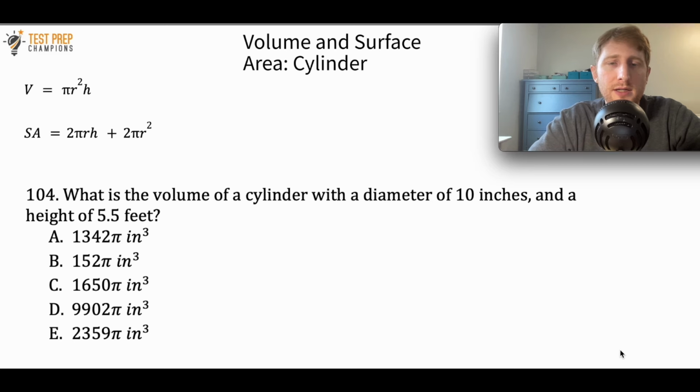So I almost didn't include this question in this video because I think it's a little bit harder than what I would have liked it to be just to demonstrate how to do a basic calculation of the volume of a cylinder. But anyway, I decided to put it in here. So the question is, what is the volume of a cylinder with a diameter of 10 inches and a height of 5.5 feet? So let me give you a chance to try this out. And whenever you're ready, just unpause the video and we'll go over it.